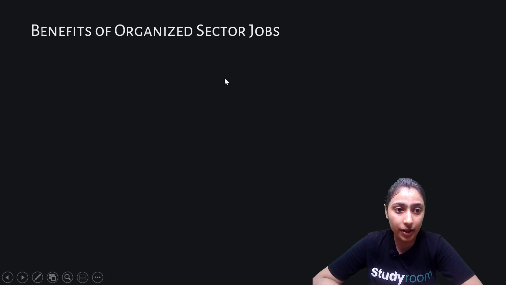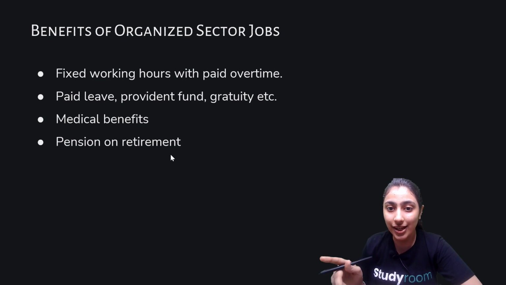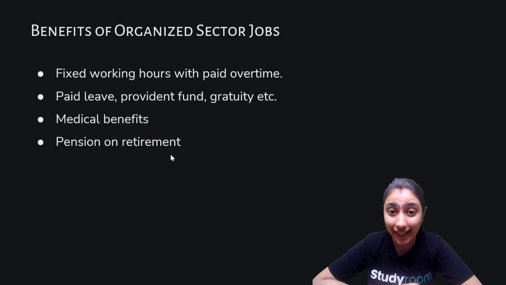Now our next topic is benefits of organized sector. So let's see. Fixed working hours with paid overtime. If you see the unorganized sector, our farmers work day and night. Still there is no overtime that they are being paid for. They only get paid if their crop is well grown and then they sell it in the market. So this is a very huge difference, so to say.